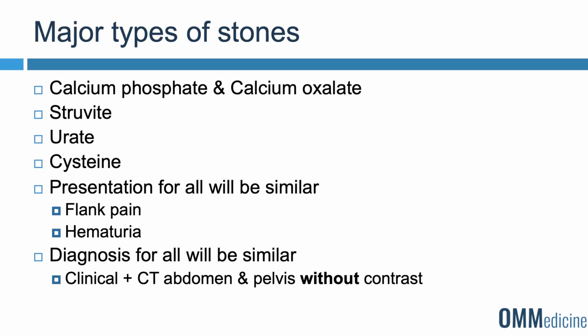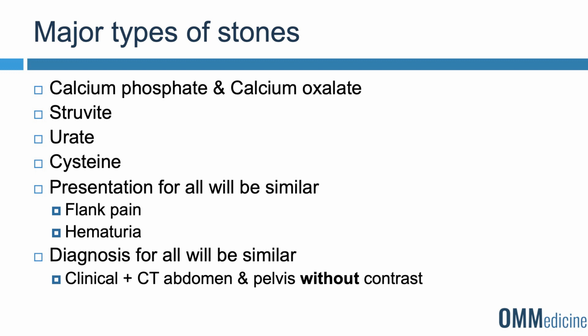So there are several different types of kidney stones, which you can see listed here and that we will cover throughout the entirety of this video. And the presentation for all of these is typically going to be similar. We'll have some degree of flank or abdominal pain, and we can also have hematuria depending on the type and size of the stone.